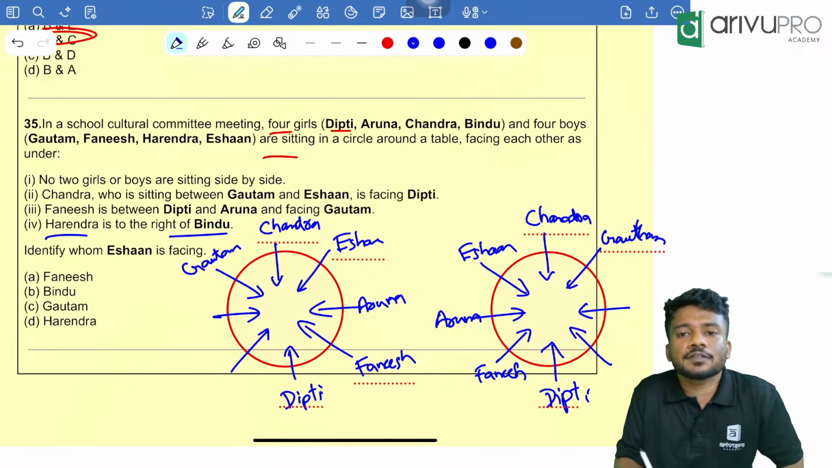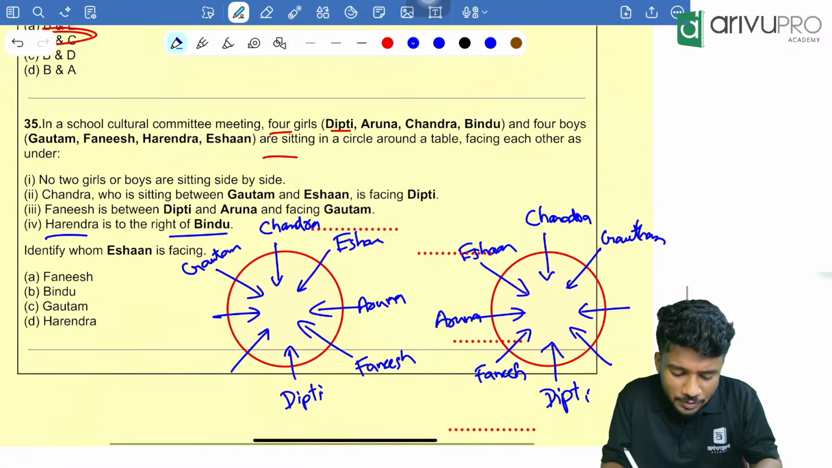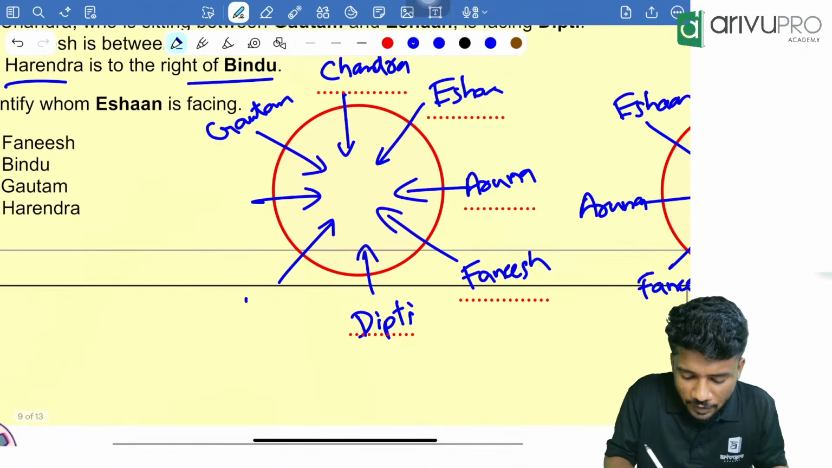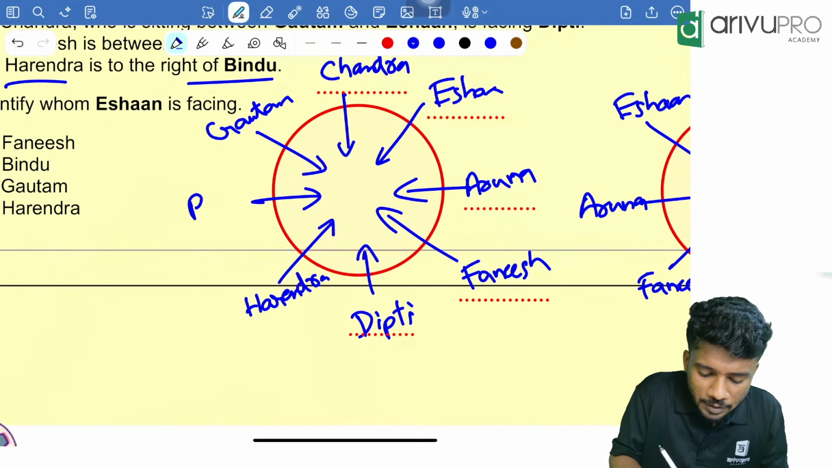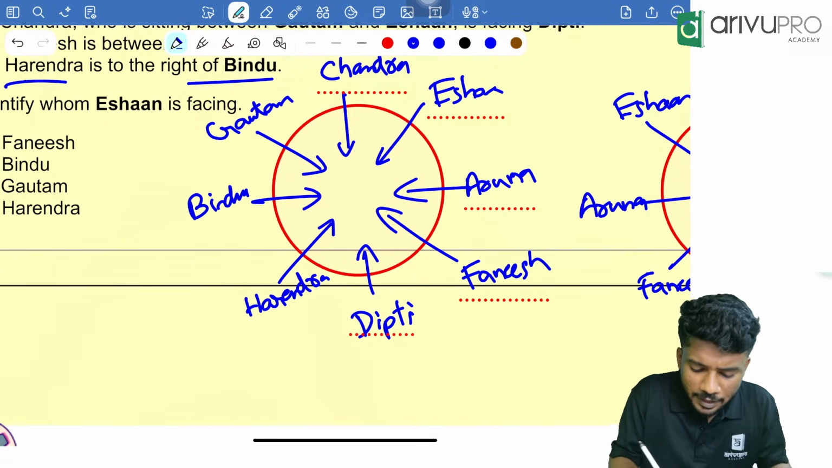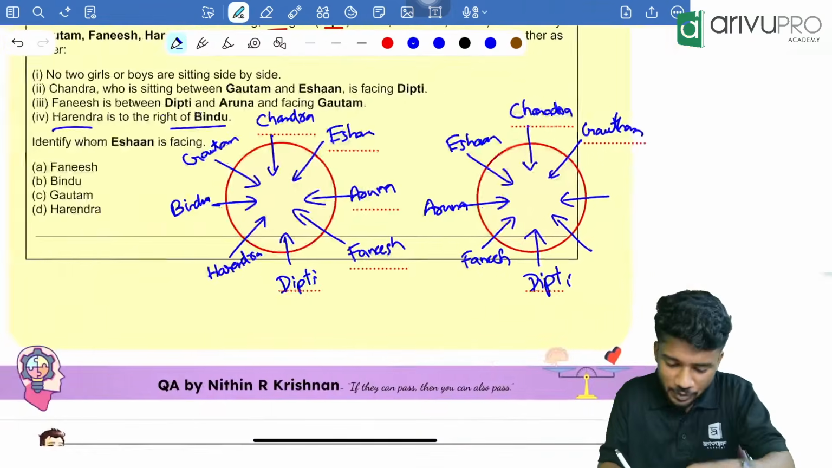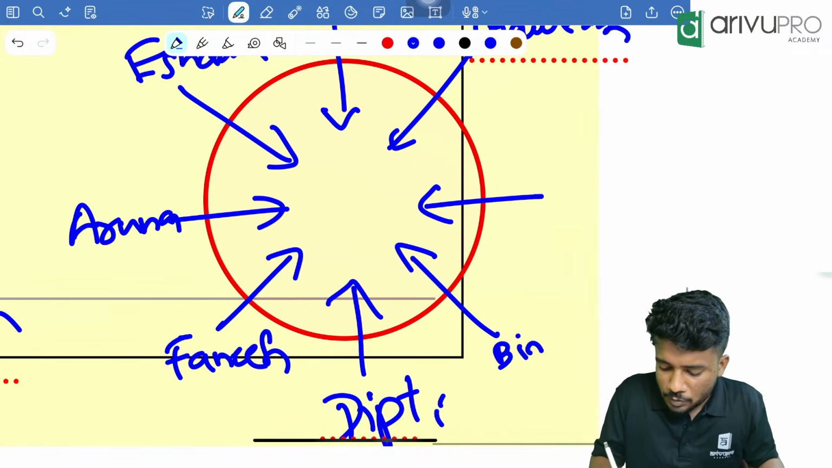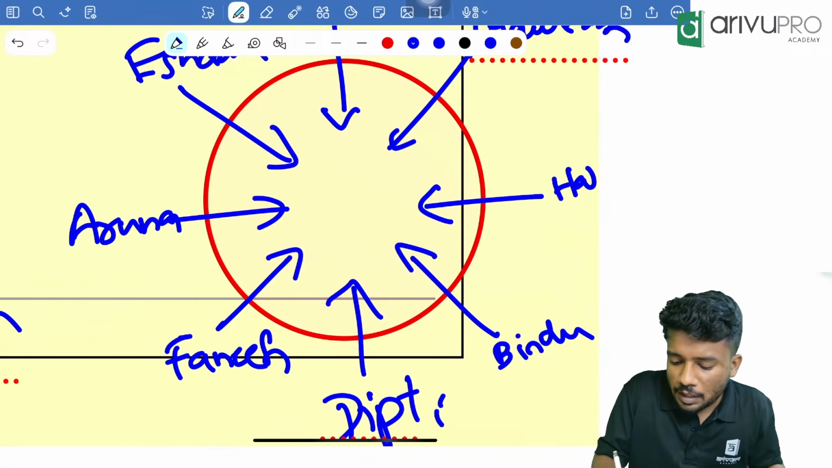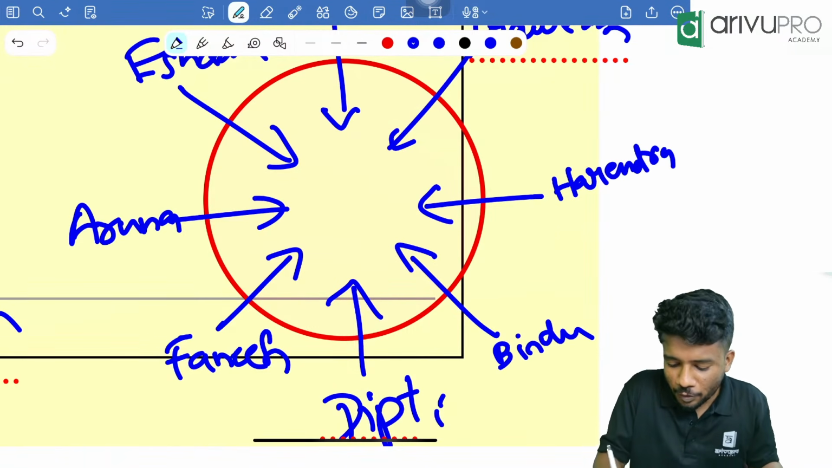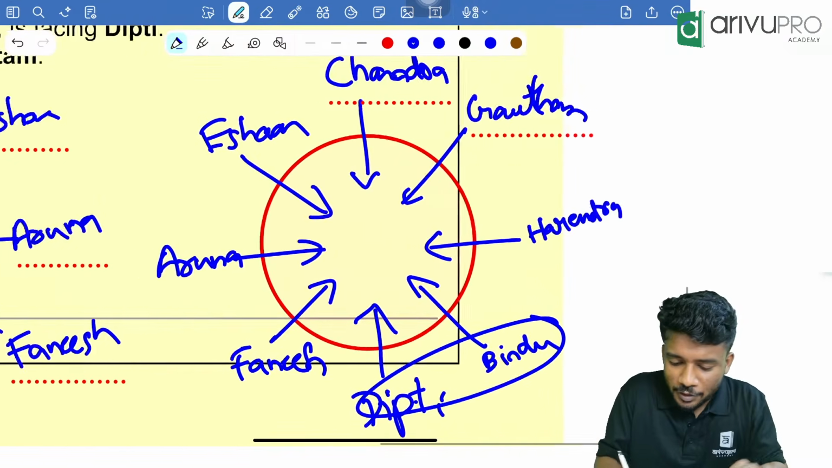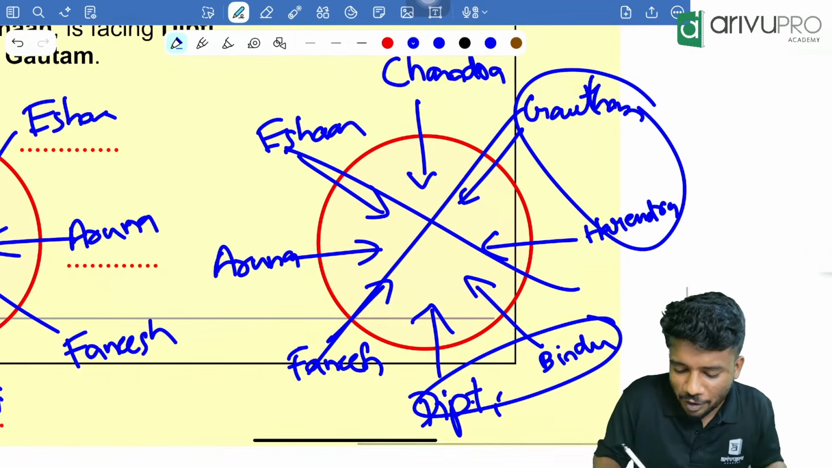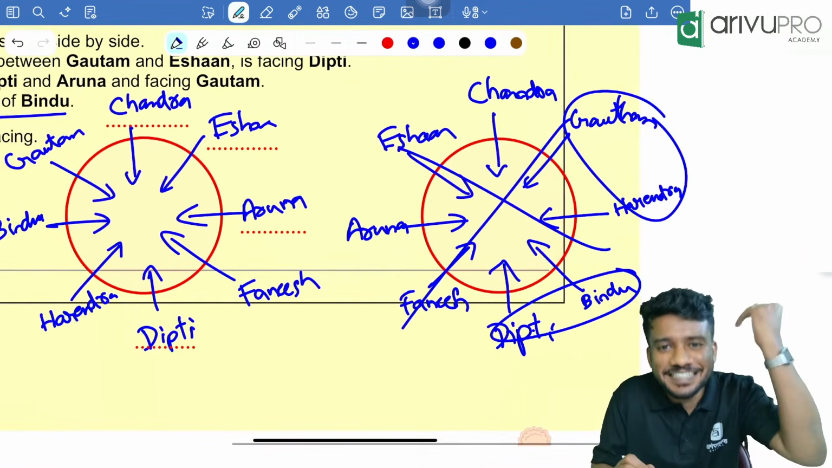Harendra is to the right of Bindu. Harendra is to the right of Bindu means if Harendra is here, Bindu should be here. Why? Harendra is towards the right of Bindu. If you check here, if Bindu, then Harendra. Is this possible? No. Two girls are sitting together, two boys are sitting together. That is not possible. That means the second condition is wrong.